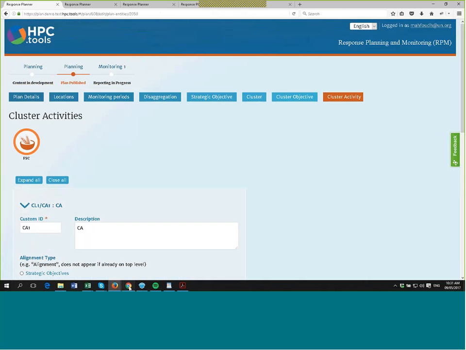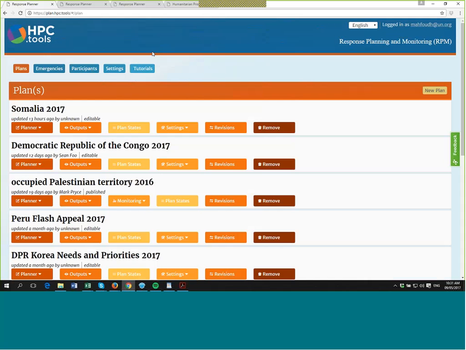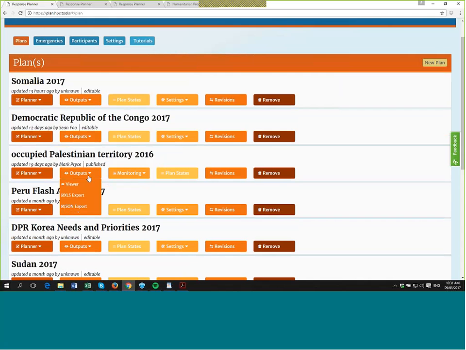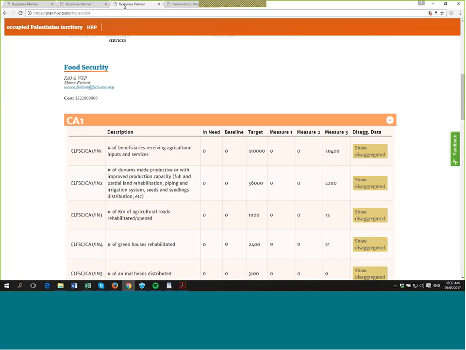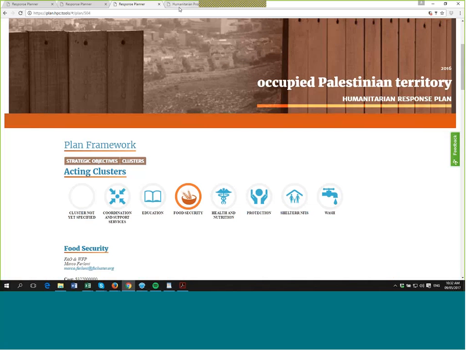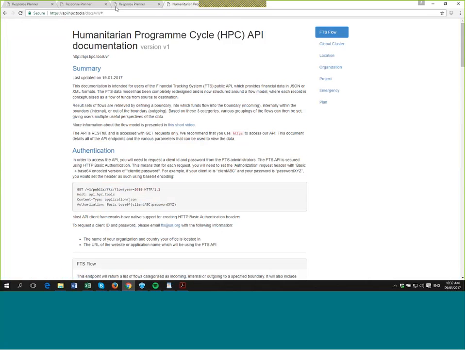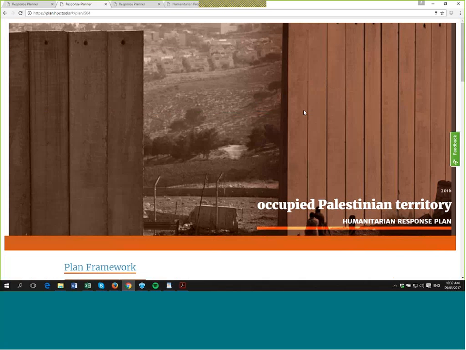Now I'd like to go to this part where I'm going to show what exactly comes out of the plan. So once you've done the plan itself, you would go to the outputs of the plan. Now, what exactly do you get from it? We have a number of things that we have right now, which we've been working on. So one of them is the viewer. The RPM viewer is basically a microsite lookalike kind of way in which you would view the data.